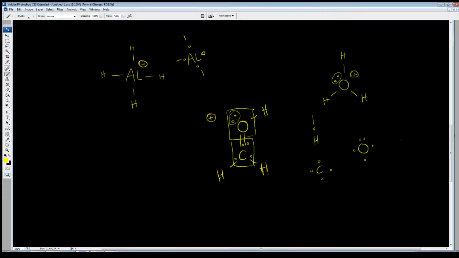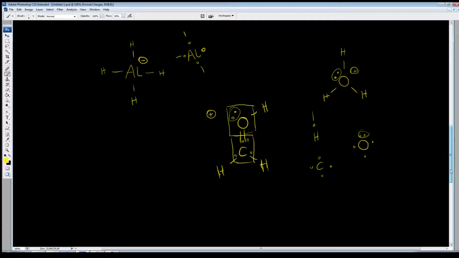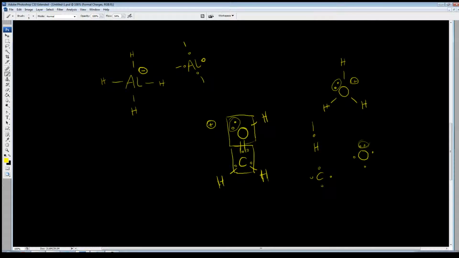Lone pairs will become a big deal in later sections of your chemistry courses, but it's important to know that lone pairs don't make any bonds, but they will affect your structures in later sections.